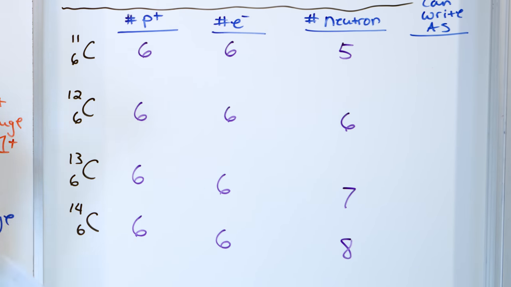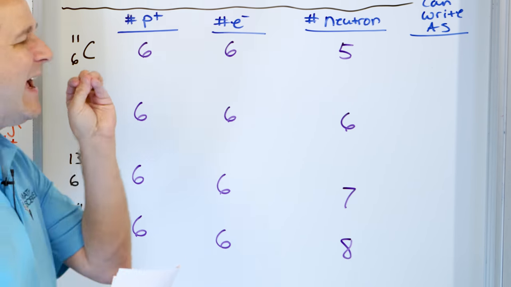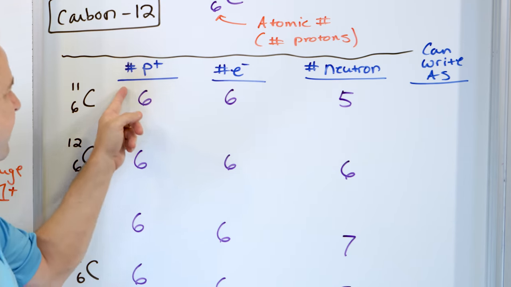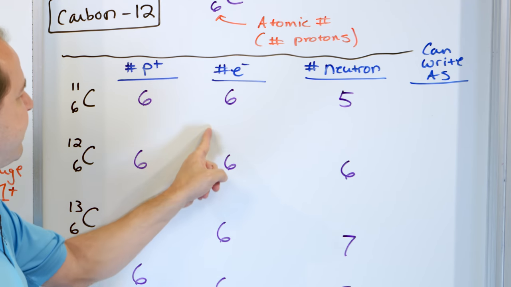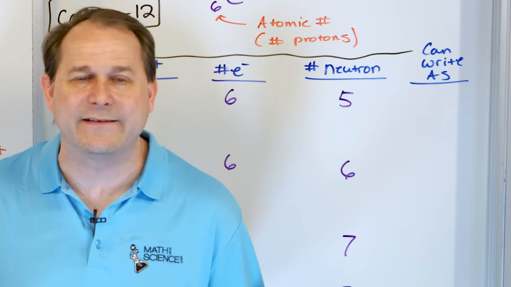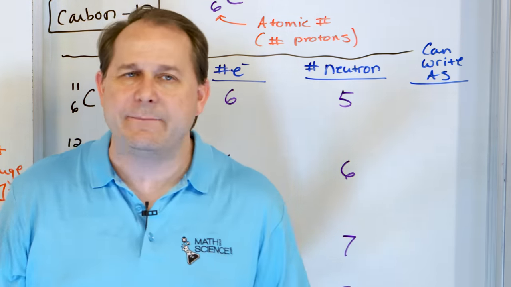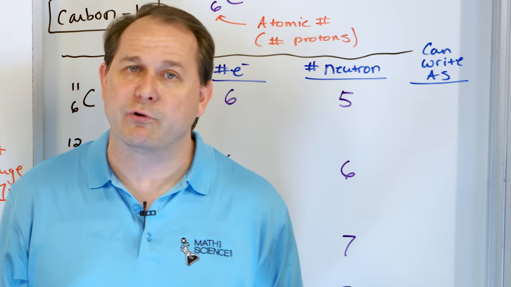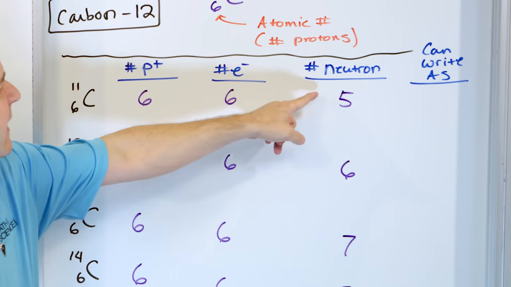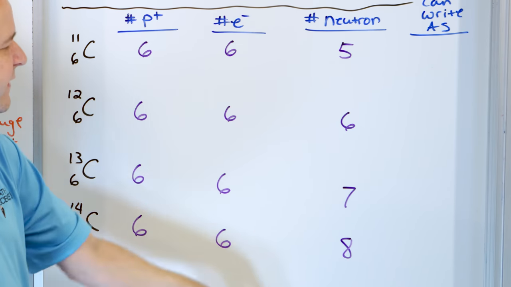So what do you notice in this table? What you should notice is that all of these carbons, these flavors, these isotopes of carbon, are exactly the same chemically, because they all have the same number of protons in the center and they all have the same number of electrons. That means that when all of these flavors of carbon react with anything else, they transfer electrons, they bond, they all behave the same. So they all chemically react the same. The only difference between them is that this one has only 5 neutrons and this one has 8 neutrons, and then you have all these in the middle.